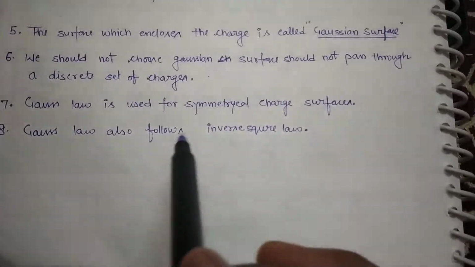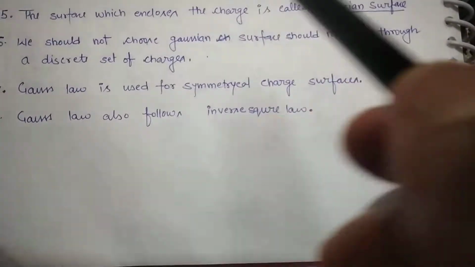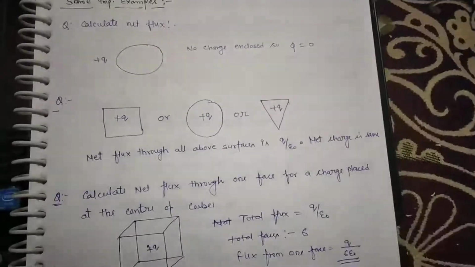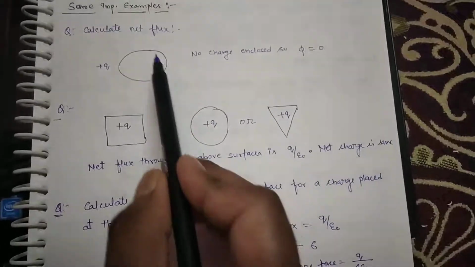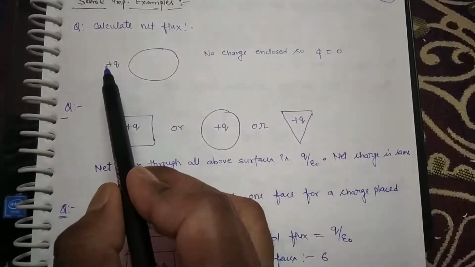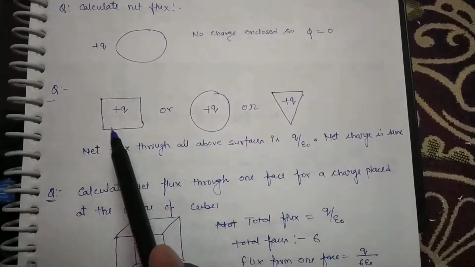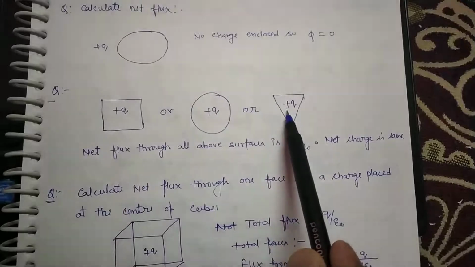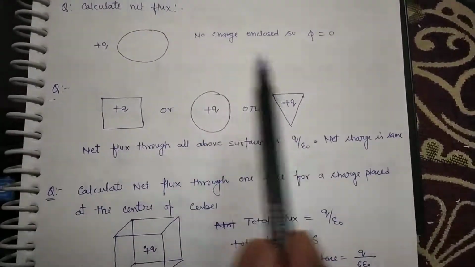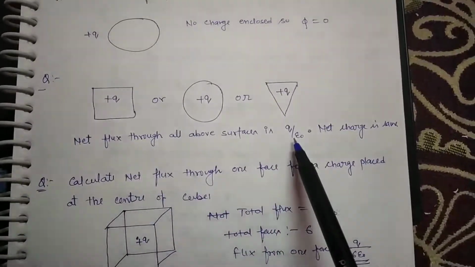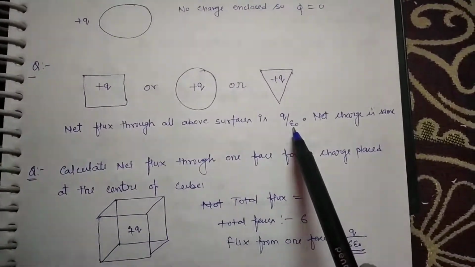It follows the inverse square law. You know very well, as far as you go from the charge, the electric field intensity decreases, so the flux will also decrease. Some important points: in the first case, it is a Gaussian surface, the charge is outside, so flux will be 0. In all 3 cases the total charge enclosed is delta q, but the shapes are different. So I told you shape doesn't matter, what matters is the charge enclosed. In all the cases the net flux will be q upon epsilon naught.